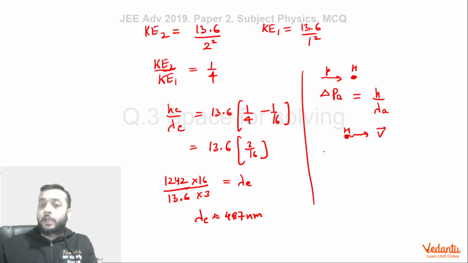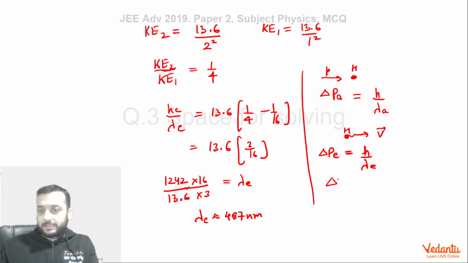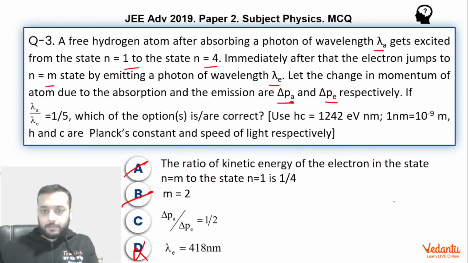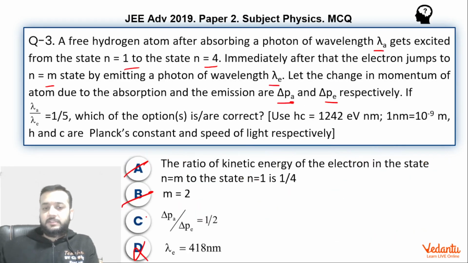आई होप यू आर गेटिंग दैट. तो वी कैन से दैट जो डेल्टा पी एमिशन होगा दिस विल मैग्नीट्यूड वाइज दिस विल ऑल्सो बी इक्वल्स टू मोमेंटम ऑफ द एमिटेड फोटोन विच इज नथिंग बट एच अपॉन लैम्डा ई, है ना? नाउ वी कैन से दैट हमें डेल्टा पी ए अपॉन डेल्टा पी ई निकालना है ना. हाँ, सो वी कैन से दैट डेल्टा पी ए अपॉन डेल्टा पी ई की वैल्यू आ जाएगी लैम्डा ई अपॉन लैम्डा ए, है ना? लैम्डा ई अपॉन लैम्डा ए विच इन द क्वेश्चन इज गिवन एज 5. ये 5 गिवन है, तो अगर ये 5 गिवन है तो ऑप्शन सी रॉन्ग हो जाएगा, ठीक है?